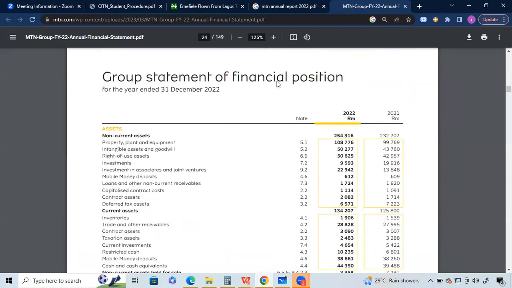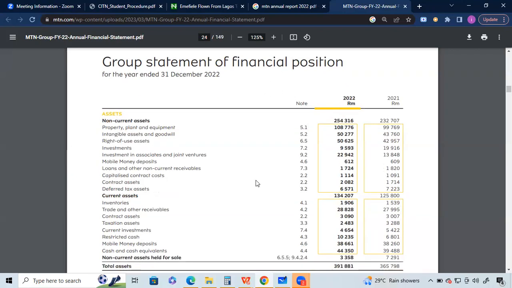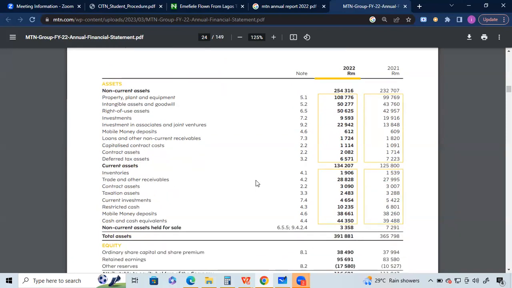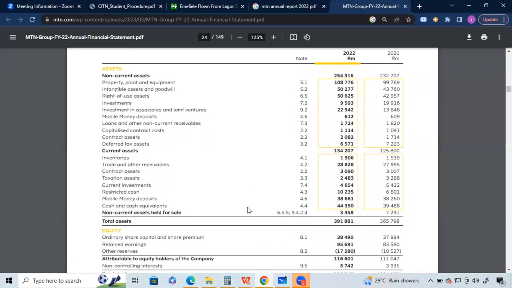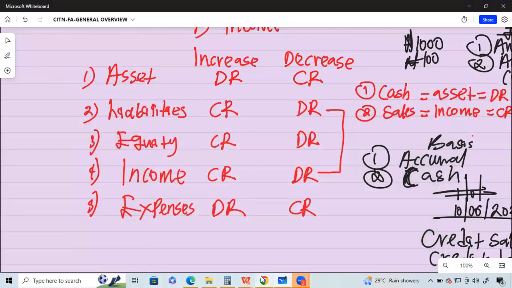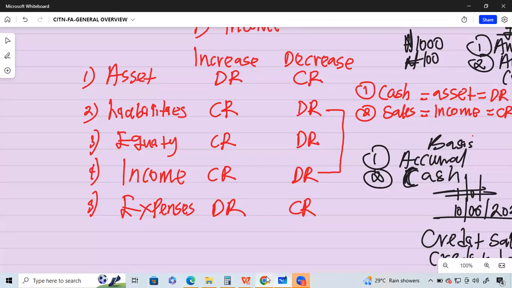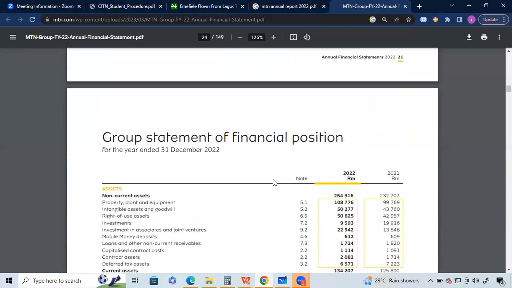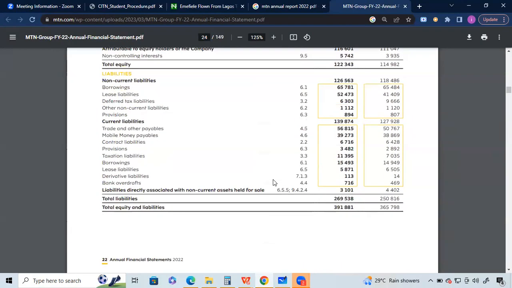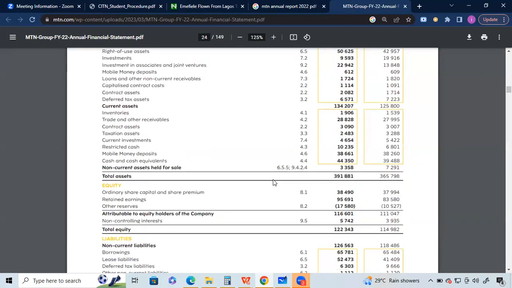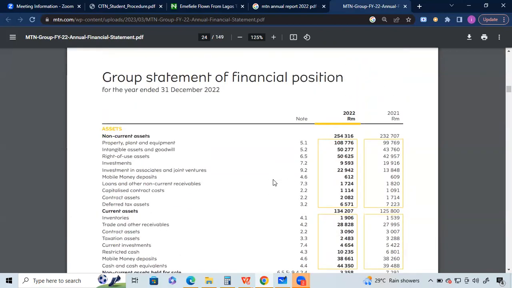Now, when we proceed to the next one, which is the statement of financial position, the remaining three, which are your asset, your liability, and your equity, you are going to find here. Asset, liability, and equity, where are you going to find them? It's going to be here. Meaning that this particular statement, this is just one page. This page 24 only comprises asset, liability, and equity as well.